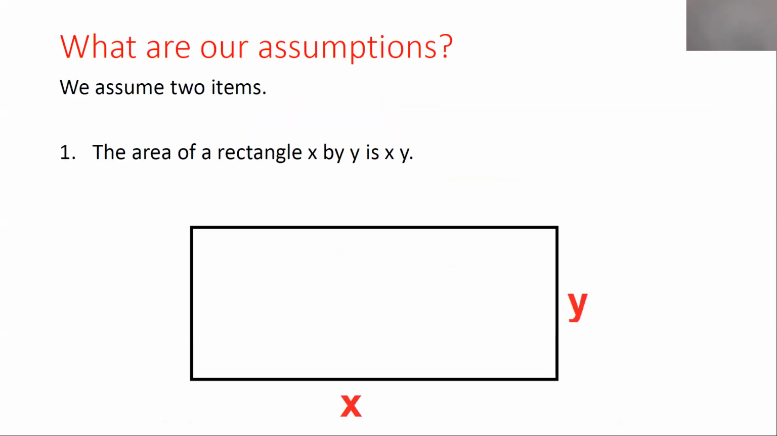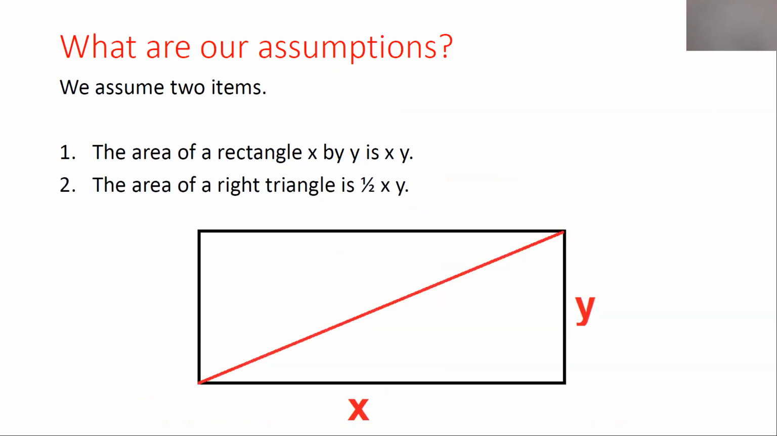So I need to assume 2 things. The first is that if you have a rectangle that's x by y, its area is x times y. So if the rectangle is 3 by 5, what would the area be? And if it was 6 by 8, what would it be? 48. Now the next thing is, if I give you a right triangle, its area is 1/2 x times y. And here's the proof. If I cut the rectangle in half along the diagonal, then the 2 parts are basically identical. I can flip one into the other. I can turn one into the other. And so if they have to add up to xy, and they're both the same, then each one has to be 1/2 xy.